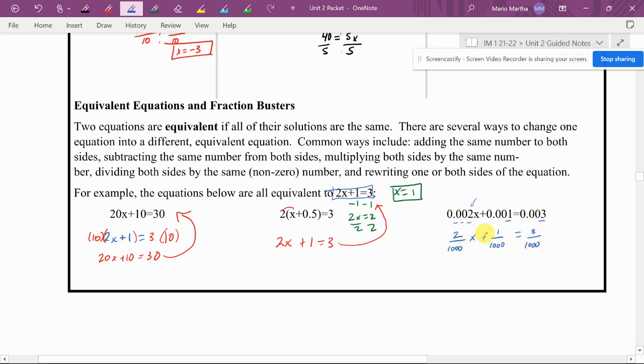So if I multiply both sides of the equation by 1,000, that's going to eliminate all the denominators that I have here. That's going to leave me with 2x plus 1 equals 3, which is the same. So again, we have another equivalent equation, and all these three are the same.